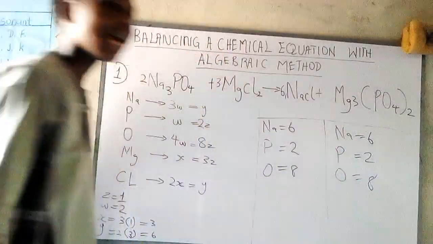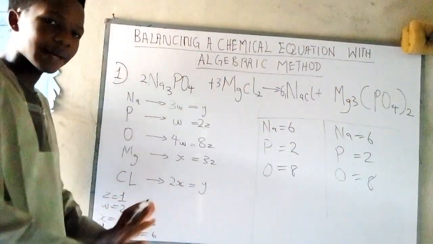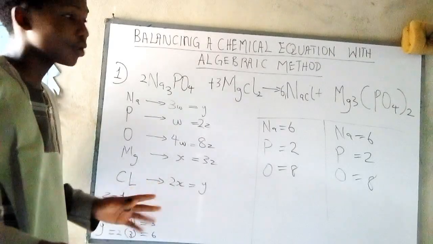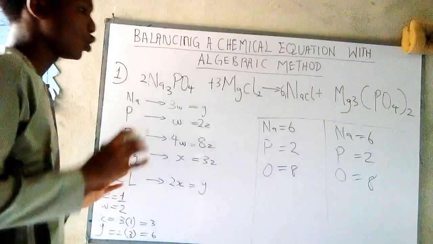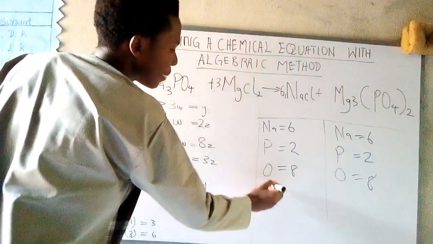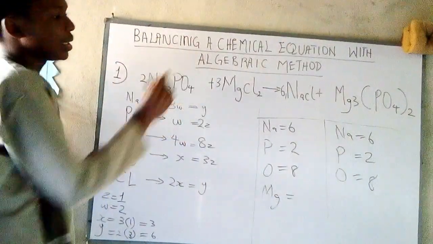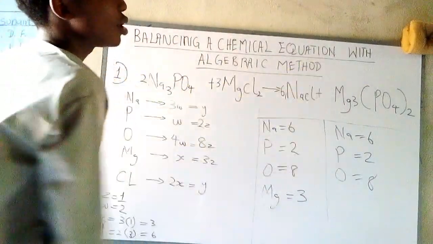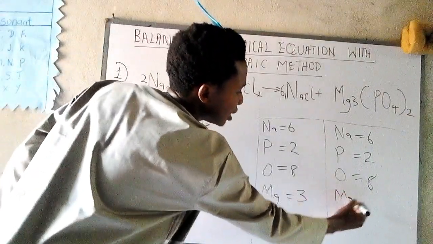Now you see that the algebraic method is not hard. You just have to take it step by step. Actually, it seems a little bit of calculation. I know some people don't like calculation, but with practice, definitely you will get it right. Just take it step by step. Now finally we also have magnesium. Magnesium is only 3, so we put magnesium is 3. Looking in the product side, magnesium is also 3. So it's easy peasy.